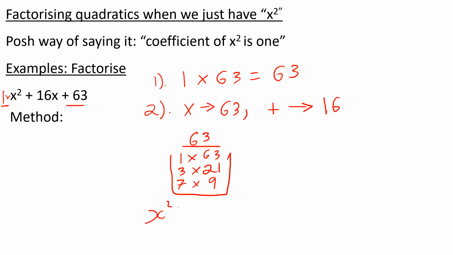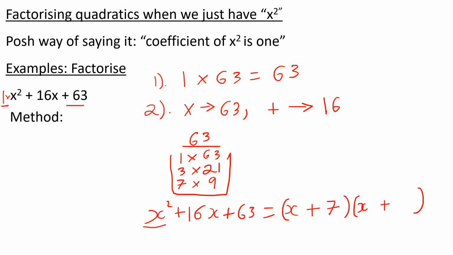So x squared plus 16x plus 63 equals two brackets next to each other, multiplied together. There's going to be an x and an x to make the x squared. And then in the brackets, I need a pair of numbers that multiply to give 63, add to give 16. Looking at my list of factor pairs, it must be 7 and 9. So my answer is x plus 7 times x plus 9. And I could also write it as x plus 9 times x plus 7.